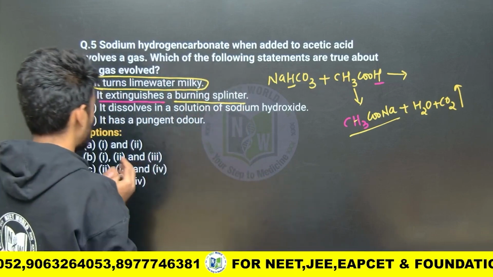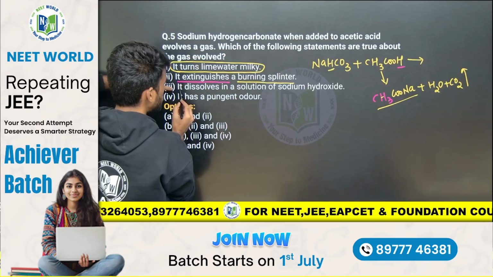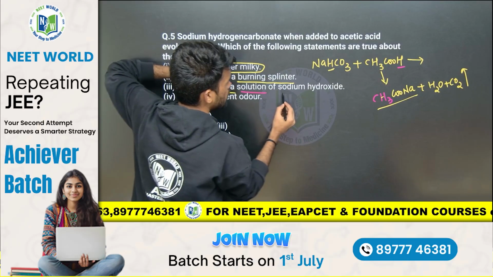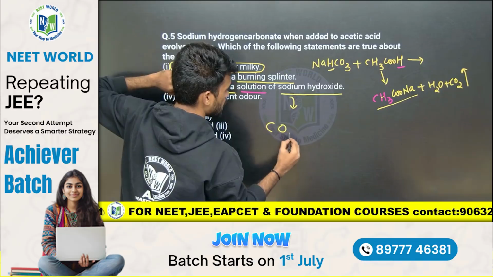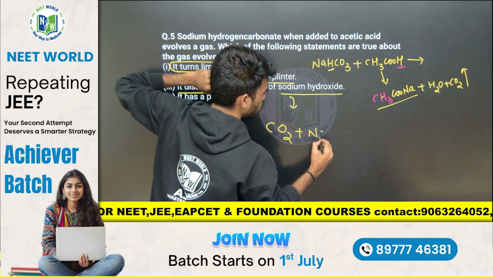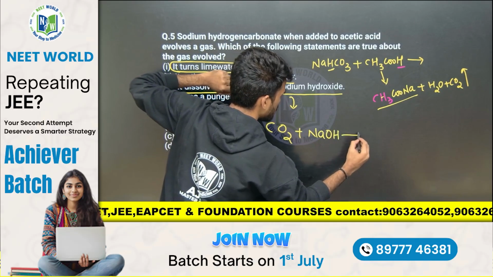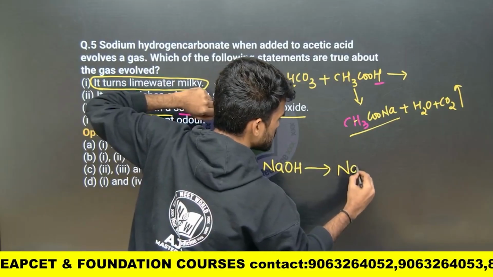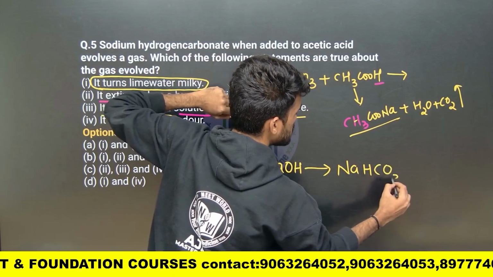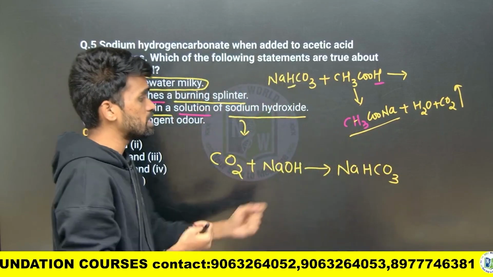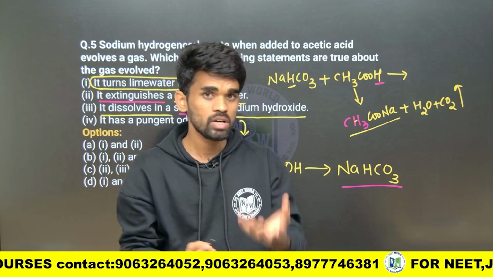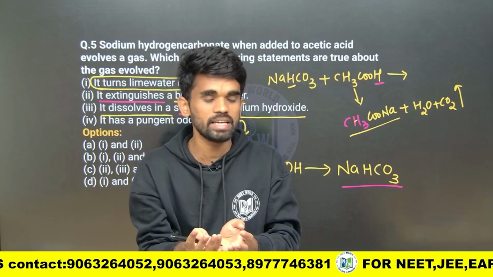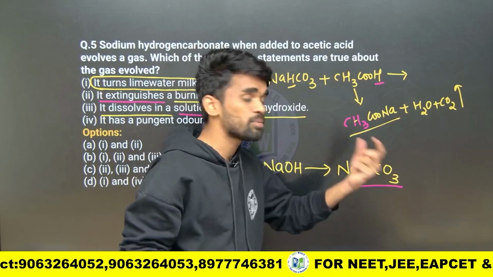Okay, the next one: it dissolves in a solution of sodium hydroxide. Yes, this is also perfectly correct. CO2 gas, upon treating with NaOH, what is the product formed here? We will be getting NaHCO3, sodium bicarbonate. This is a component used in fire extinguishers. Fire extinguisher cylinders, you will have seen them; in those, sodium bicarbonate is used.